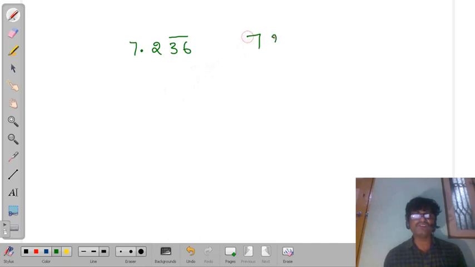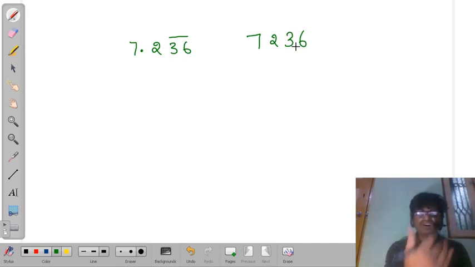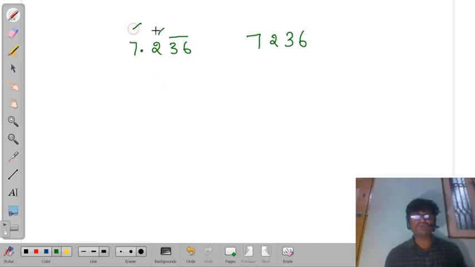7,236. What is our next step? You subtract the digits which are not under the bar. Those are 7 and 2. You just take 7 and 2 and ignore the decimal point. You need not bother about that. Now subtract. 6 minus 2 is 4. 3 minus 7 will not go, so take 13. 13 minus 7 is 6. 1 will be here, 7 will be here. So 71.